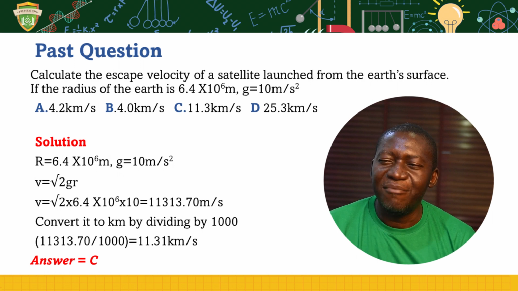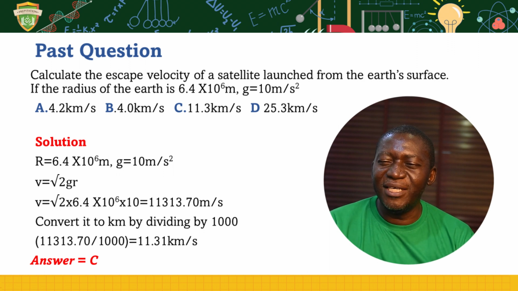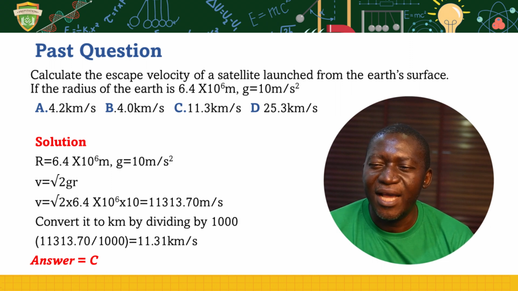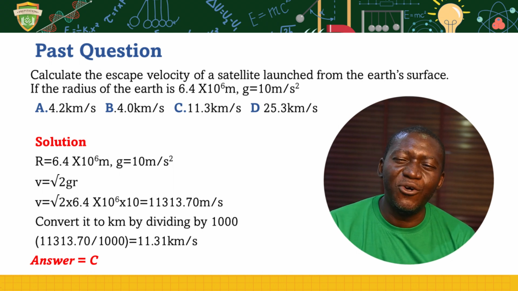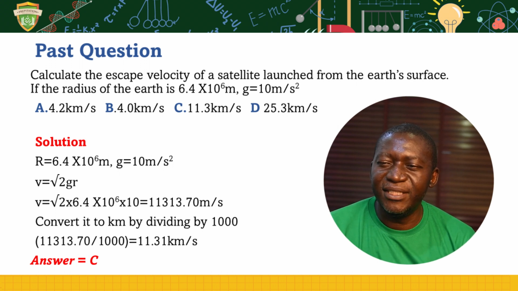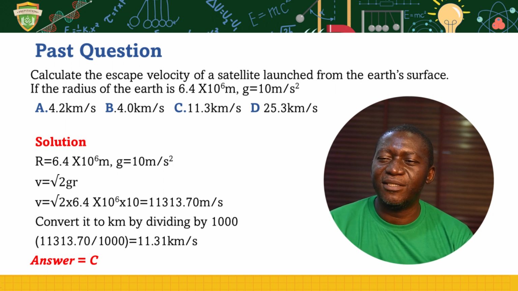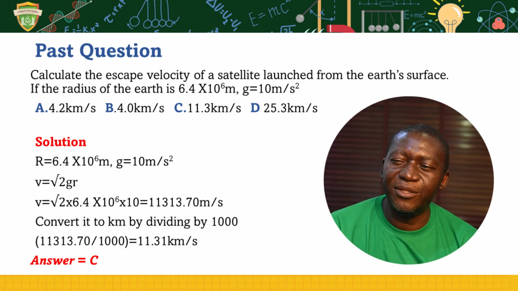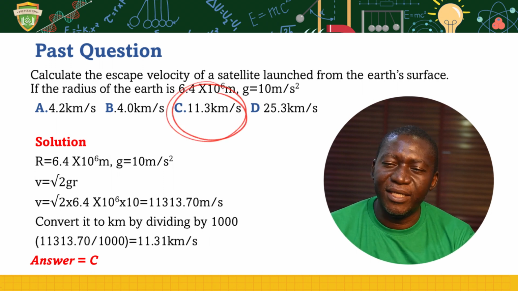11,303.7 meters per second. But if you look at the options, you see that they are given in kilometers. To make it straightforward, we convert this by dividing by 1,000, and 11,303.7 divided by 1,000 gives us 11.31 kilometers per second. Going back to the options, A says 4.2 kilometers per second, B says 4.0 kilometers per second, C says 11.3 kilometers per second, while D says 25.3 kilometers per second. So the correct option to that question is 11.31 kilometers per second.